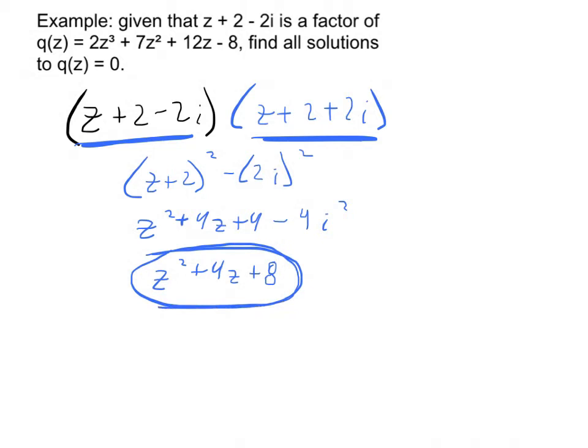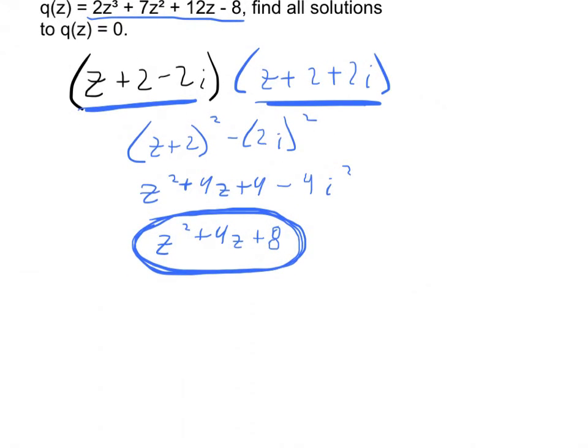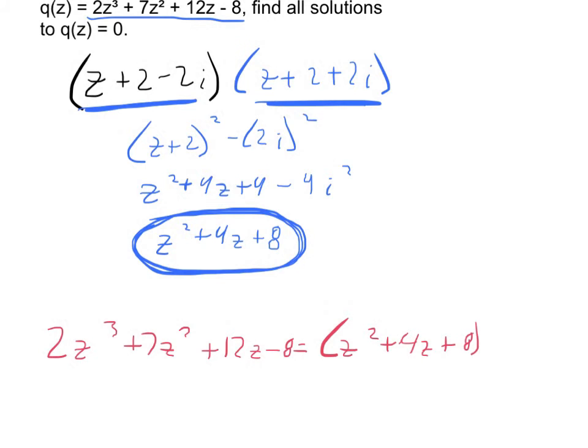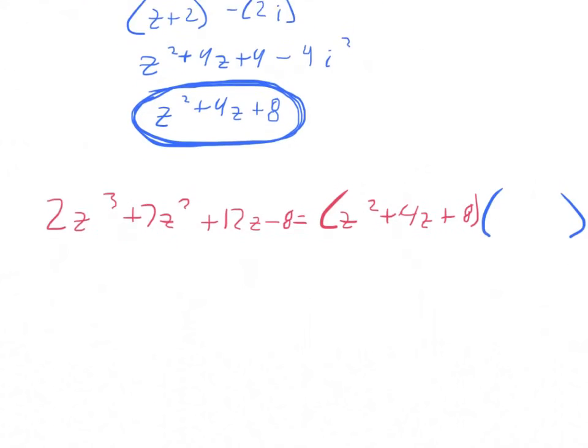this is the polynomial that I know has to divide into the thing that I have. So I could do polynomial long division here, but I want to do another example of that sort of shortcut method so that you can see it. The idea is, again, that our polynomial 2z cubed plus 7z squared plus 12z minus 8 must be equal to z squared plus 4z plus 8 times something. And we just have to find that something.